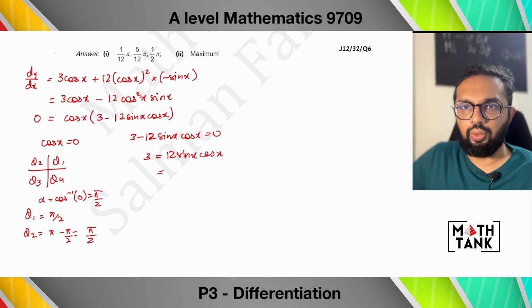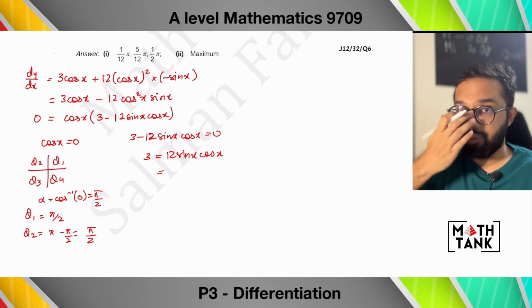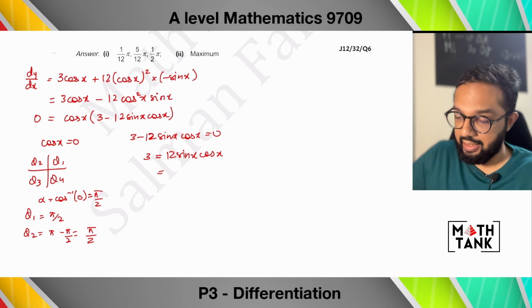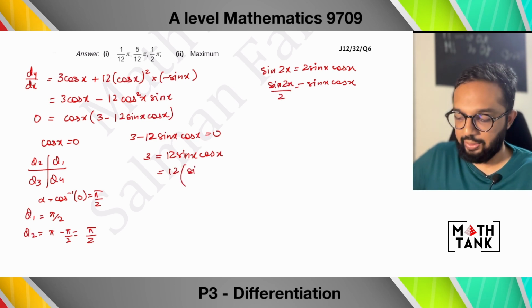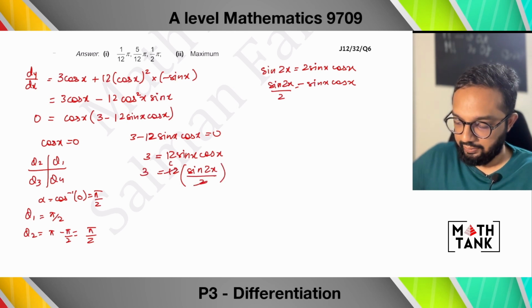Now, the only way of changing this into one consistent trigonometric ratio is to use the identity. What identity am I talking about? Sine 2x equals 2 sine x cos x. So sine x cos x is basically sine 2x divided by 2. So can I replace this with sine 2x divided by 2? Okay, so that gives me 3 over 6 sine 2x.